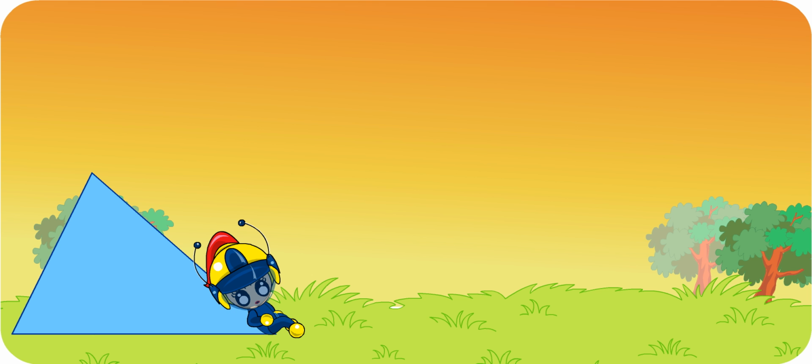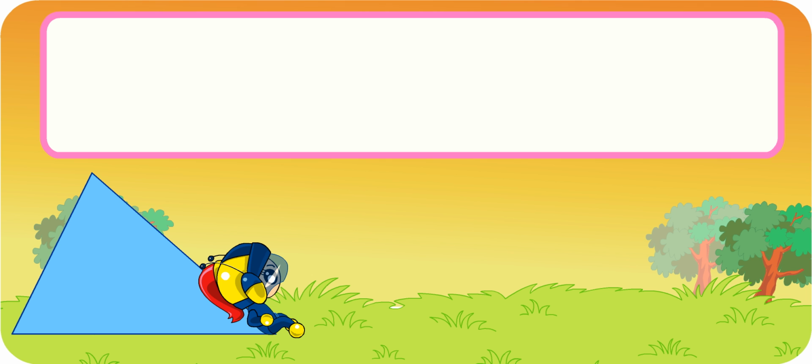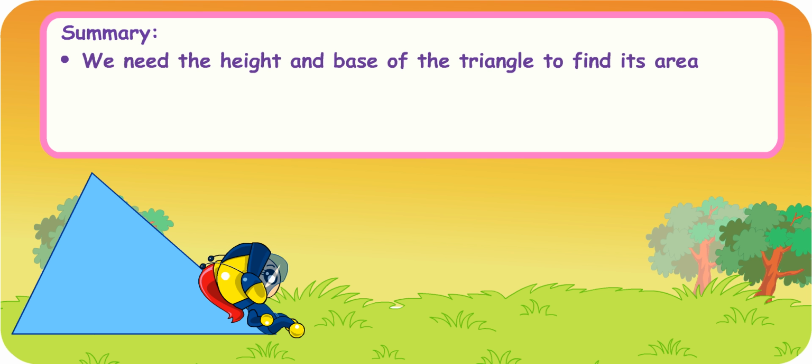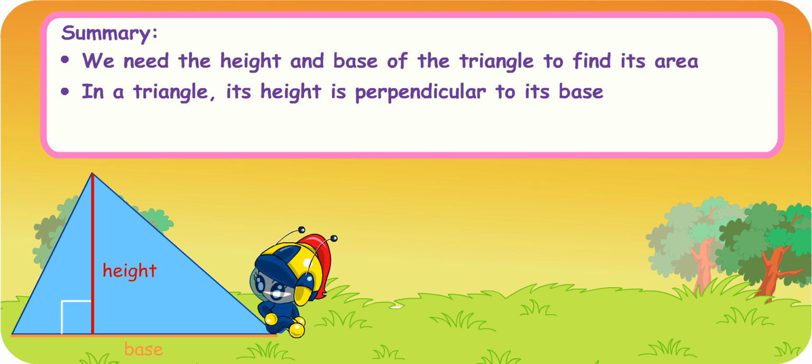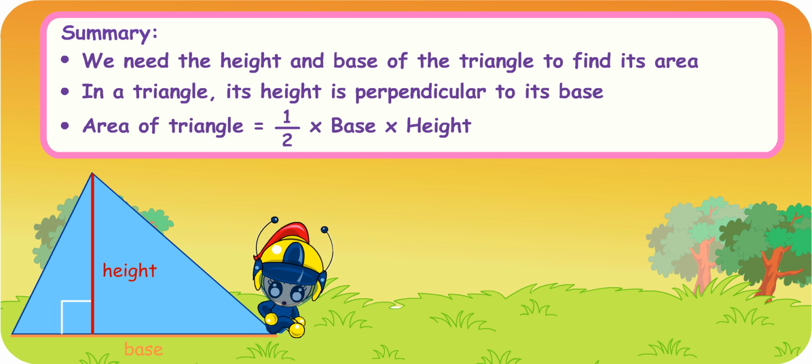We are at the end of today's lesson, Turbo Girl. Can you tell me what you have learned today? I have learned that I need to know the height and the base of a triangle in order to find its area. In a triangle, its height is perpendicular to its base. I have also learned that the formula for finding the area of a triangle is half times base times height. Well done, Turbo Girl.